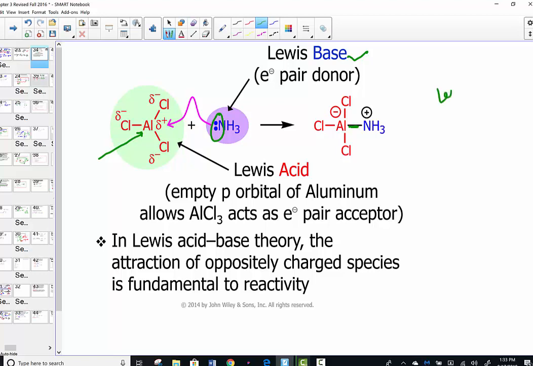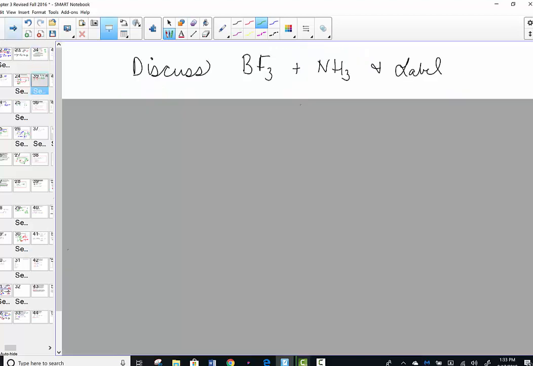Lewis tracks electrons. Bronsted-Lowry transfers protons. So we just have a new definition in terms of acid-base chemistry. Instead of tracking H+, let's track what the electrons are doing and where they're moving from and where they're moving to.